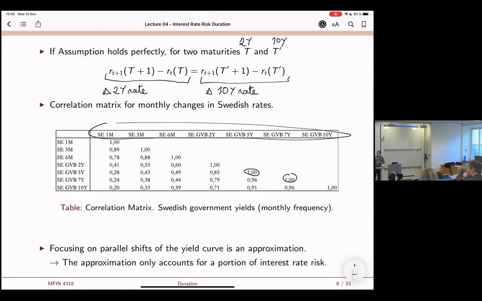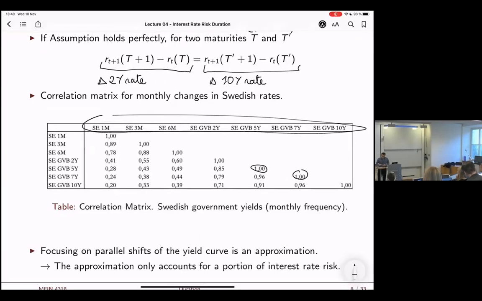Yes? I guess it will be perfectly correlated, so it will be ones. Yeah, it will be all 1 everywhere, right? Because that's the only way that our assumption could be true. So what you see here is that it's not quite the case, right?